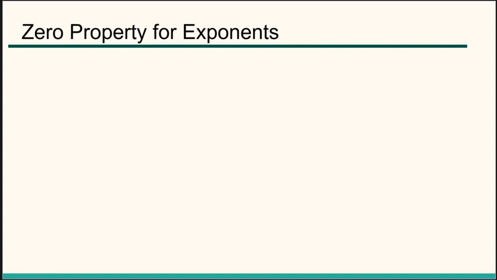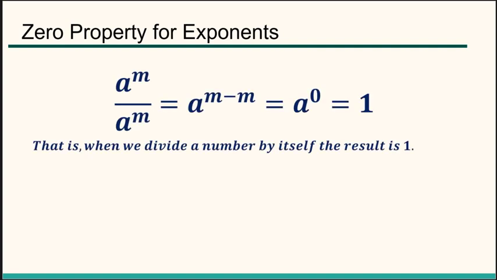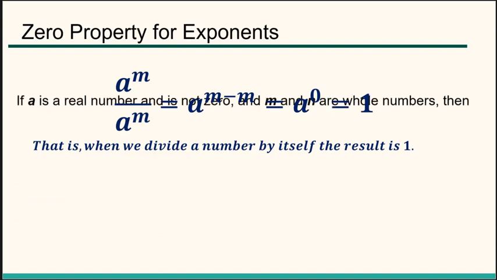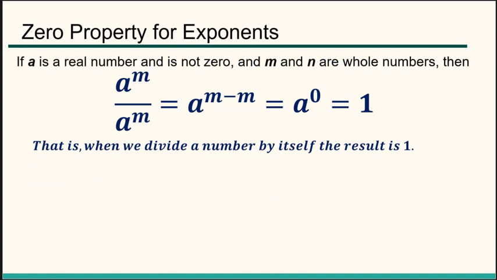What about the zero property for exponents? When I have a to the m over a to the m, that's going to be a to the m minus m, or a to the 0. So when we divide a number by itself, we know that the result is 1. What that really is, is just something to the 0 power. This is if a is a real number and is not 0, and m is a whole number.